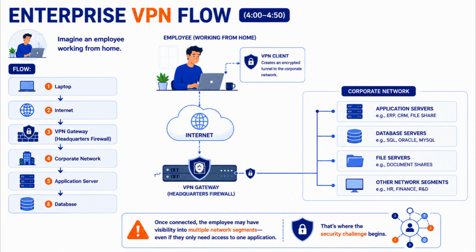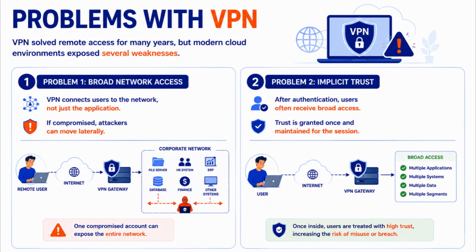Enterprise VPN flow. Imagine an employee working from home. The VPN connection flow goes: laptop, internet, VPN gateway, headquarters firewall, corporate network, application server, database. Once connected, the employee may have visibility into multiple network segments, even if they only need access to one application. That's where the security challenge begins. Problems with VPN. VPN solved remote access for many years, but modern cloud environments exposed several weaknesses.